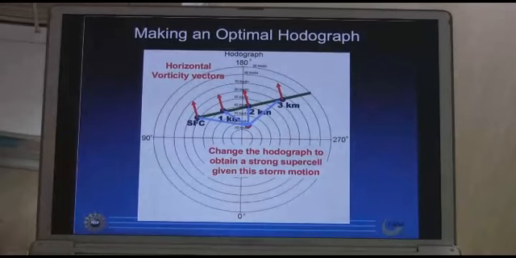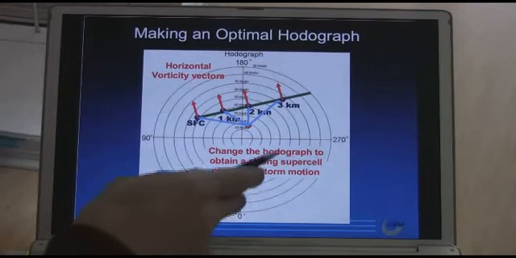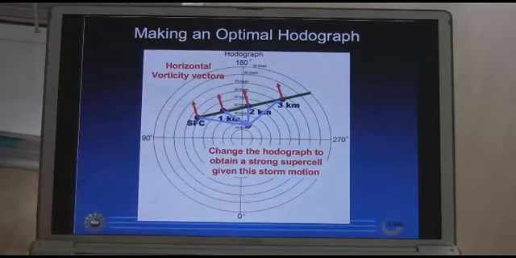Okay, the question is now, how would you actually change the shape of the hodograph to obtain a stronger storm, and certainly a strong rotating supercell, if you had the opportunity to just magically draw the hodograph?